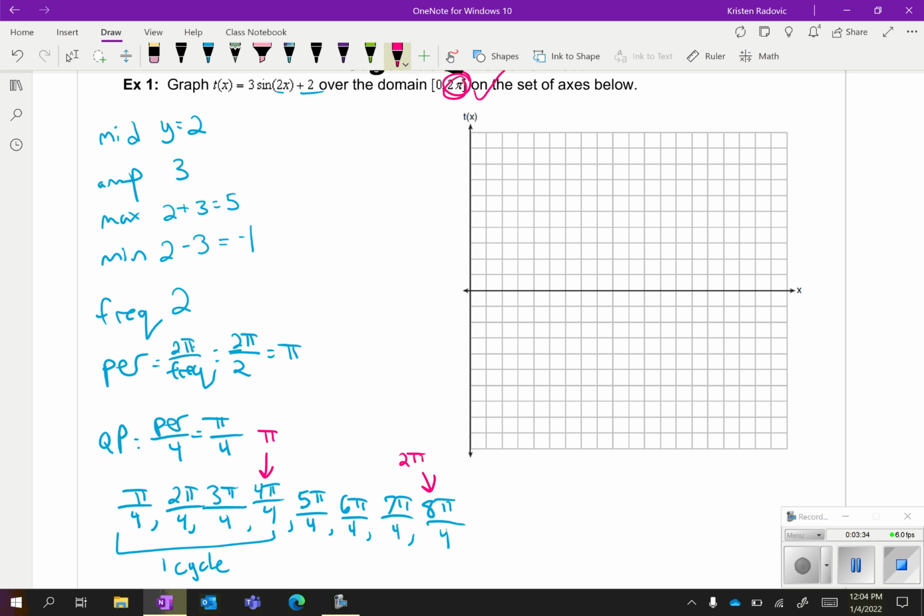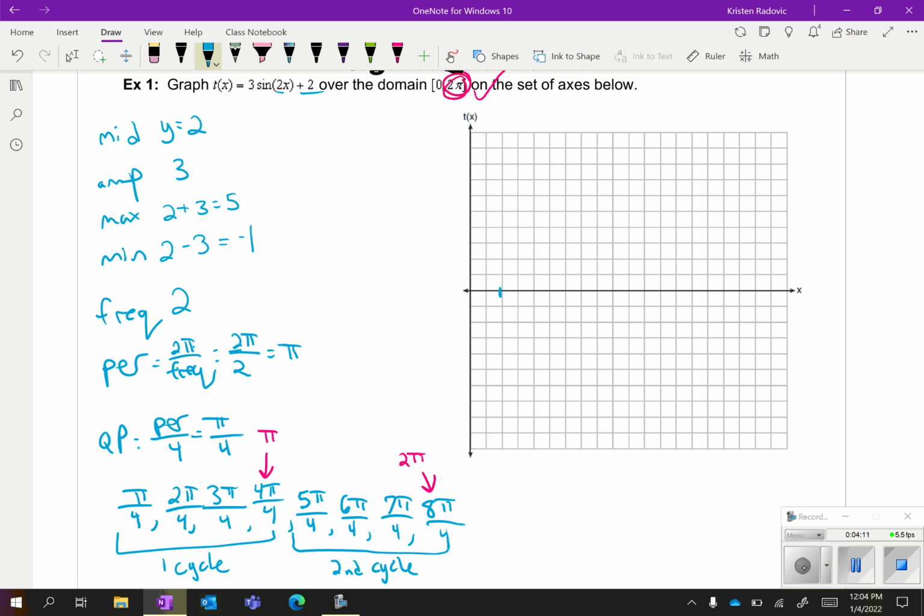So I'm going to plot all 8 quarter points, which is going to be 2 cycles, because every 4 quarter points is a new cycle. And we talked about yesterday that you don't have to necessarily graph a full cycle or 2 full cycles. You could graph a half a cycle or 1.5 cycles. It depends on how large of a range they give you for the domain. Anyway, we're putting on our basic values.